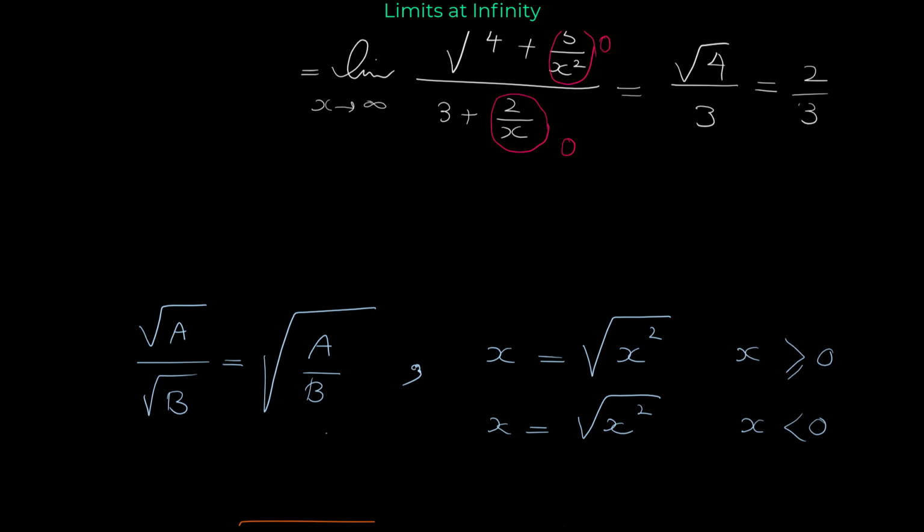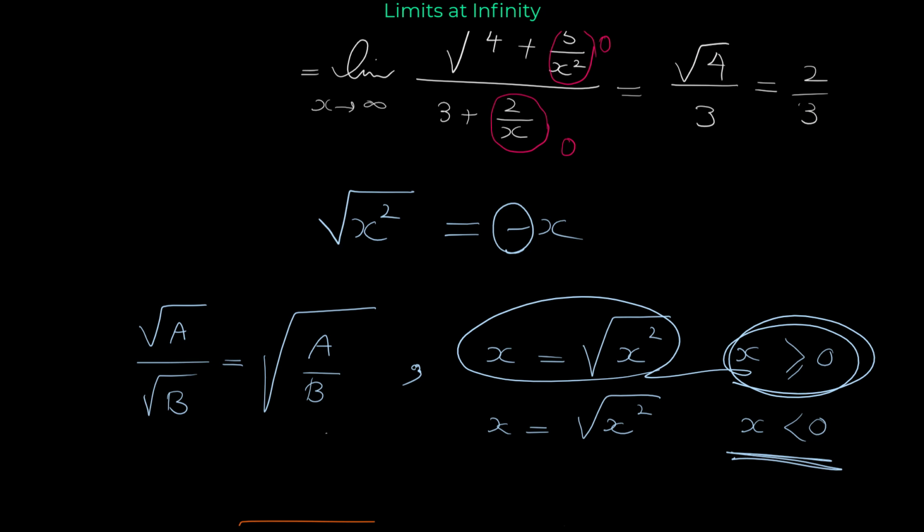But if we want to keep it, how can we fix this? Basically, radical x to the 2 equals negative x if x is less than 0. By putting this negative, we can solve the issue that we had. So radical x to the 2 is equal to x if x is greater than or equal to 0. But if x is less than 0, radical x to the 2 is negative x. Or in another way, we can say x equals negative radical x to the 2.